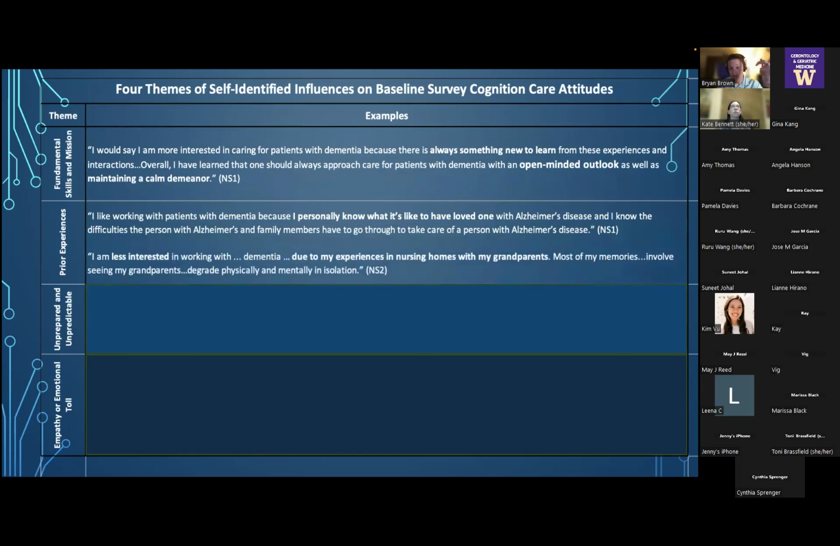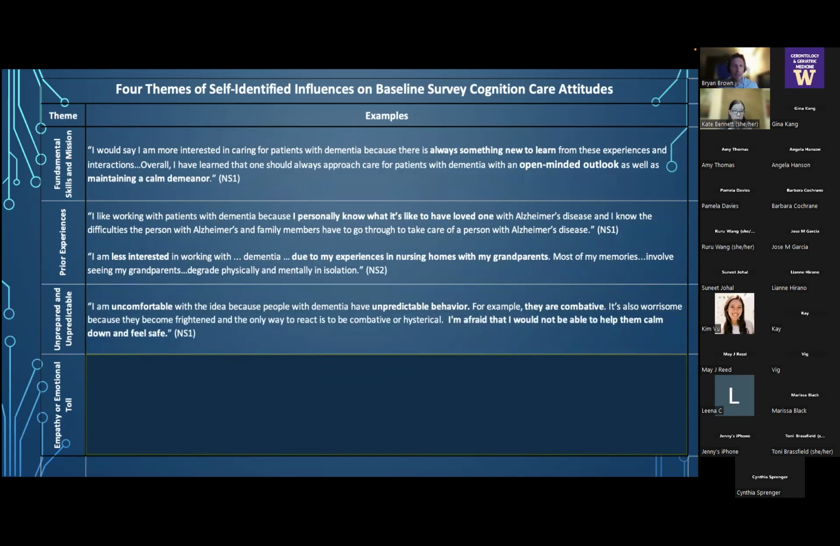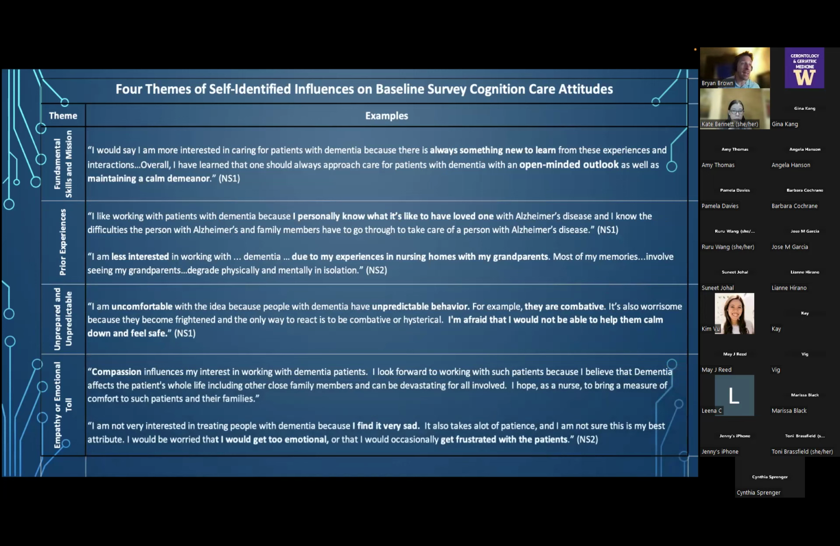Again, the prior experiences piece came up. So either, hey, I worked in nursing homes and it's a passion of mine, or hey, I had a challenging or traumatic experience with my grandparents growing up, and that makes me a little apprehensive about this field. Then the sense of being unprepared: I don't know what to do. They're so unpredictable, they're combative, all these kinds of terms being thrown around. And then some people were positive or negative about the emotional aspect of this work, that either it's a great, compassionate, rewarding field, or that it might get too emotional, or they might get frustrated and they're not sure if that's the right workplace for them.